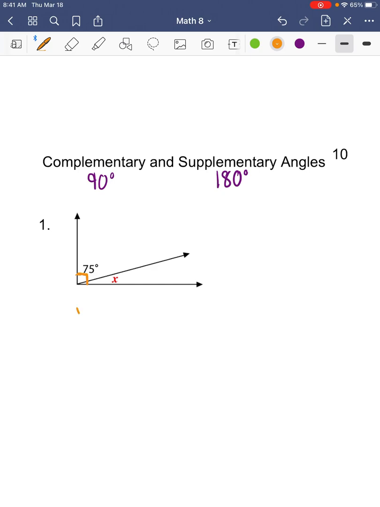So the first thing we're going to do is set up an equation. I always like to start with x from here plus 75. So x plus 75 equals 90, since both these angles together make a right angle. The next thing I'm going to do is just solve. So I'm going to subtract 75 from both sides, and I'm going to get x equals 15. Now in this case, our actual angle is 15 because the angle is x. So our x is 15 degrees and our angle equals 15 as well.